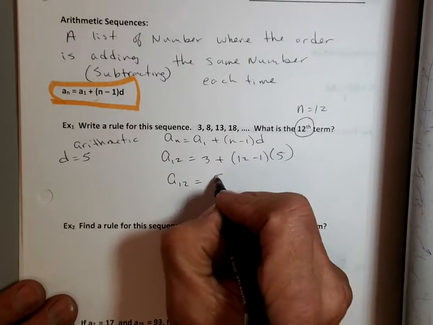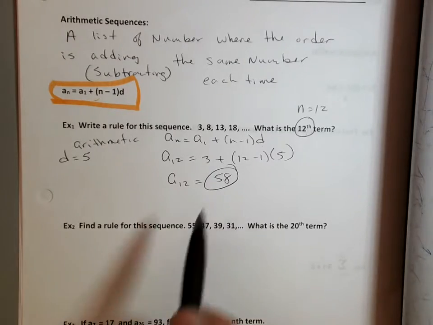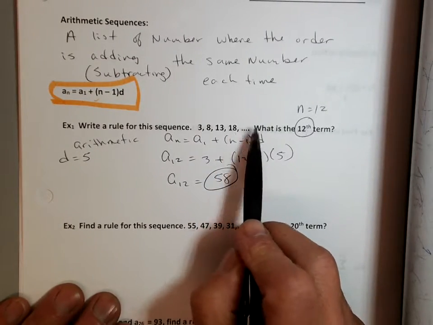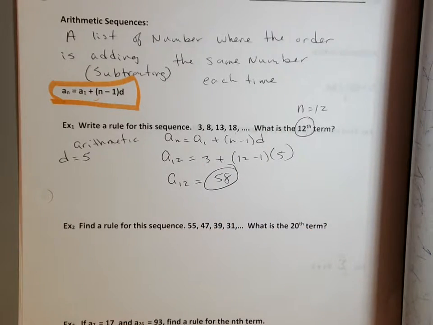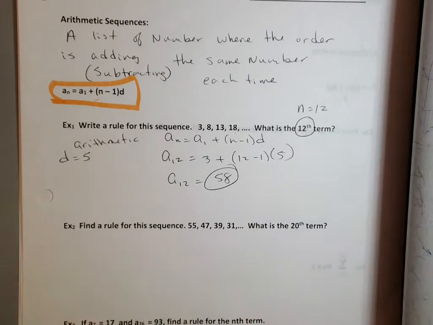Now, this is a lot faster than just keep making it: add 5, keep making it, keep making it, until you get the 12th term. That will work. If you want to keep adding 5, adding 5, adding 5 all the way till you get to 12 terms, that'll always work. But the formula's faster.